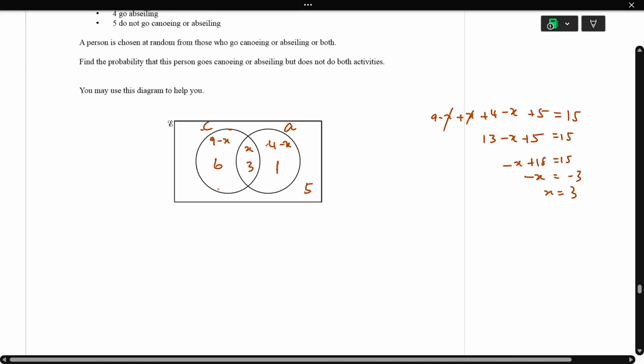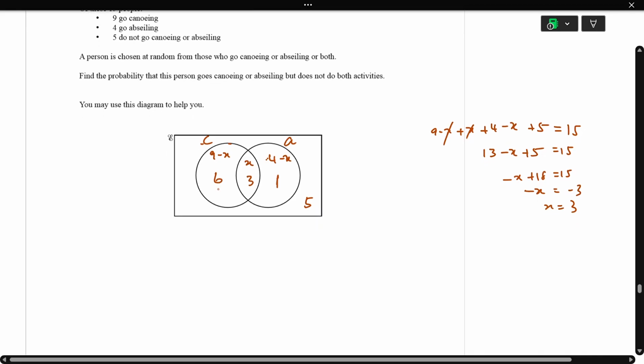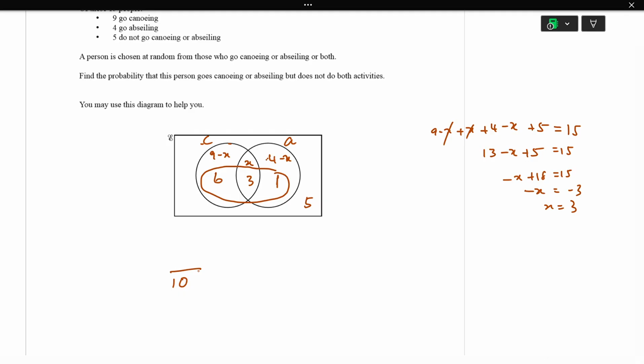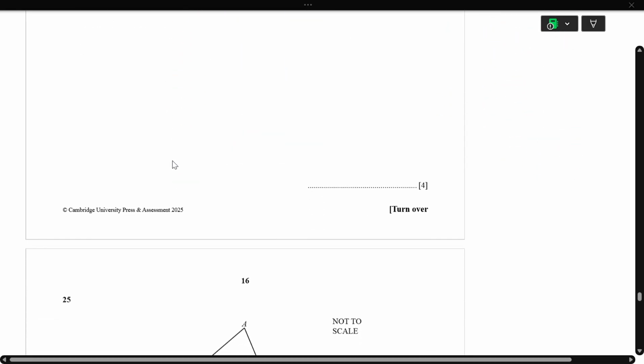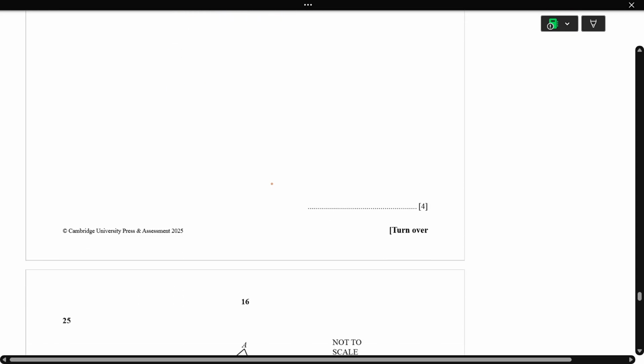Okay, so the next part: a person is chosen at random from those who are canoeing and orienteering or both. So here only this area, so the total is 6 plus 3 plus 1, which is 10. Out of 10, the probability of the person going to canoeing or orienteering but not to both activities. So remove the middle one, so 6 plus 1 is 7. So the answer is 7 over 10.